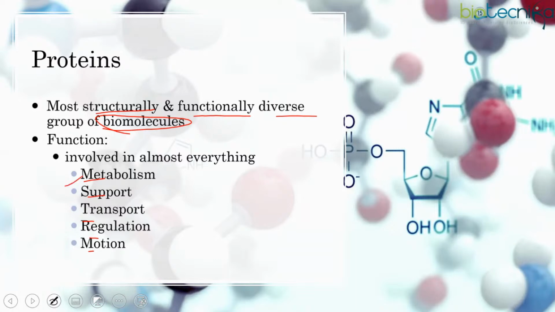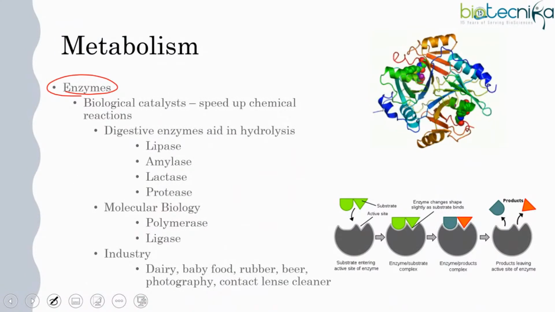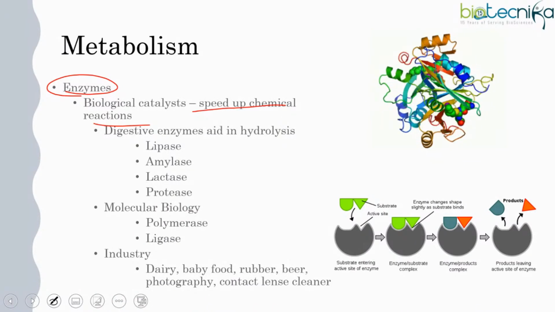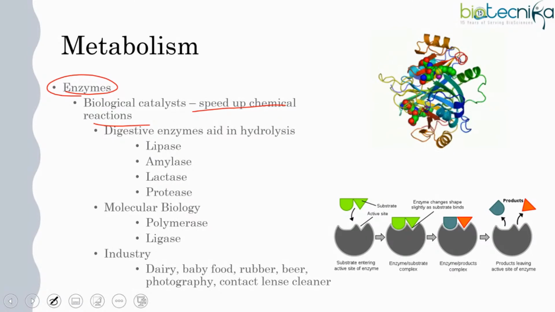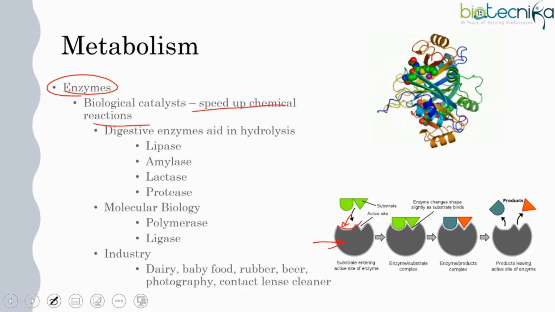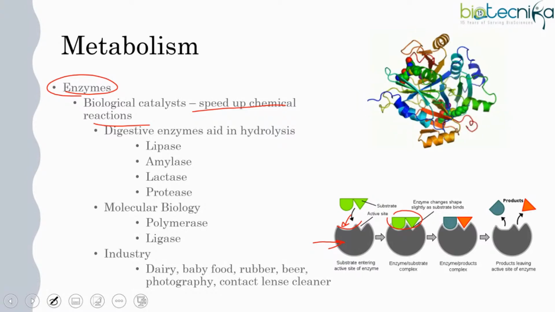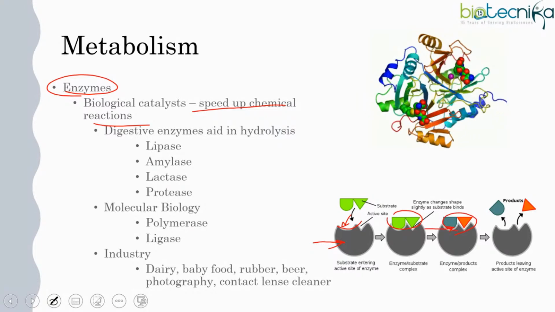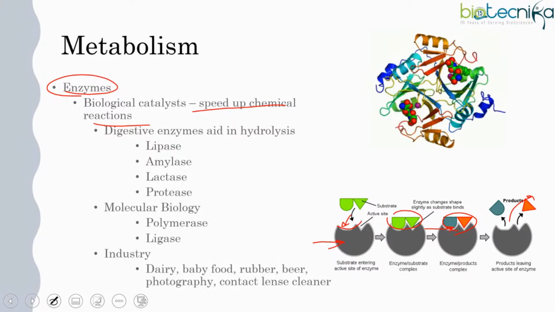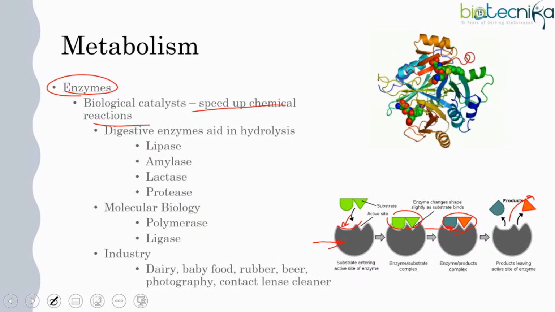So let's start with metabolism. One of the important aspects of metabolism is enzymes, which catalyze different reactions. They act as biological catalysts, and their function is to speed up biological reactions. The enzyme has an active site where the substrates come and bind, and together they form an enzyme-substrate complex. Once the enzyme-substrate complex forms, it facilitates the formation of product, after which the product leaves. The enzyme doesn't undergo any change, and it will catalyze many reactions one after the other.